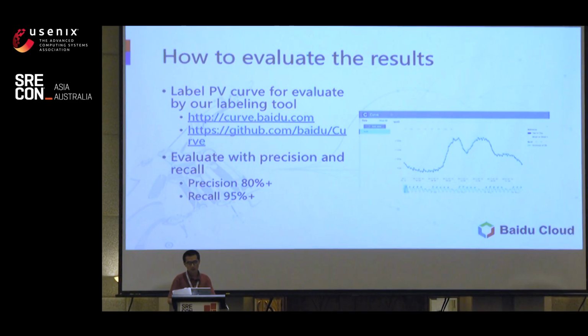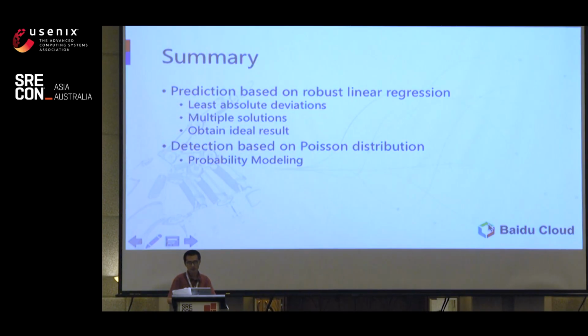The algorithm is finished, but evaluation is still a problem because labeling the curve is time-consuming and tedious. So we built a labeling tool to help with the labeling. The tool is web-based and open source on GitHub. You are welcome to access the preview version at curve.baidu.com and download the source. Our evaluation result indicates that precision is more than 80% and the recall is more than 95%.